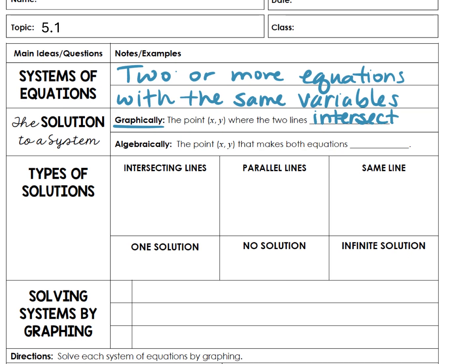If it is algebraically, so if we're going to be solving the system using substitution or elimination, do you recognize those words? Did you do substitution or elimination last year with Mr. Lever? Maybe, yeah. If we're doing it that way, then that point makes both equations true. Okay, so if the equations are both true when you plug in that X and Y value, that's a solution to your system. Okay?